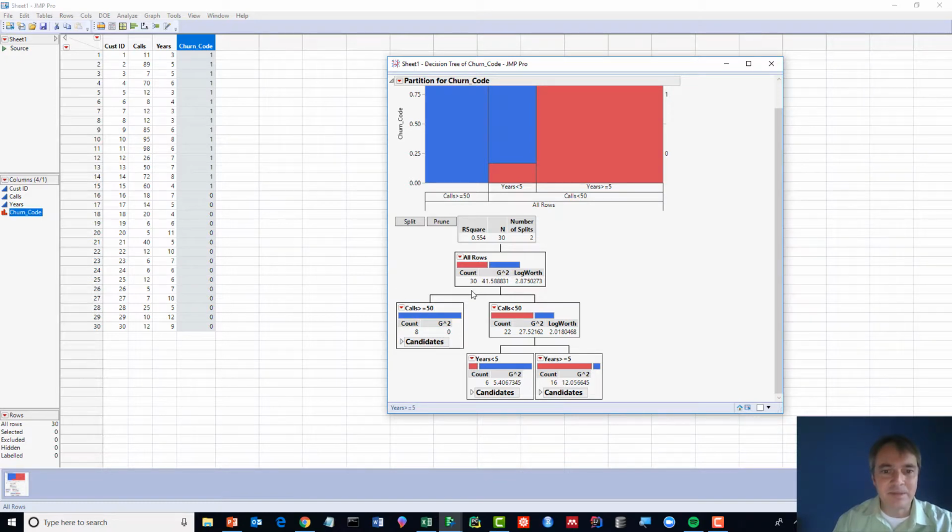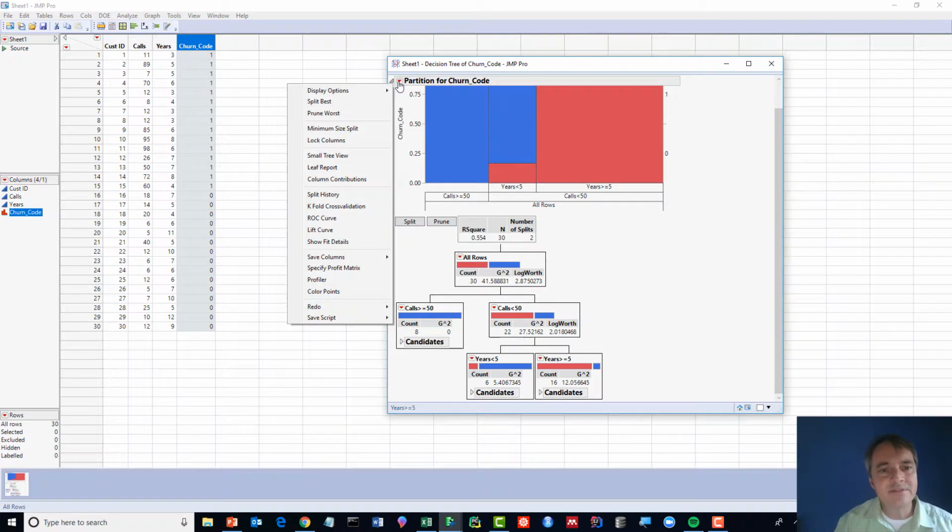identifying these people with calls greater than 50, because they're very, very likely to churn. Or if they have less than 50 but they have less than 5 years, they're very likely to churn too. Okay, so a decision tree is the most user-friendly of these.